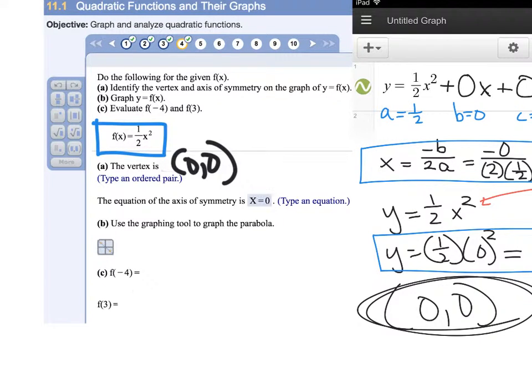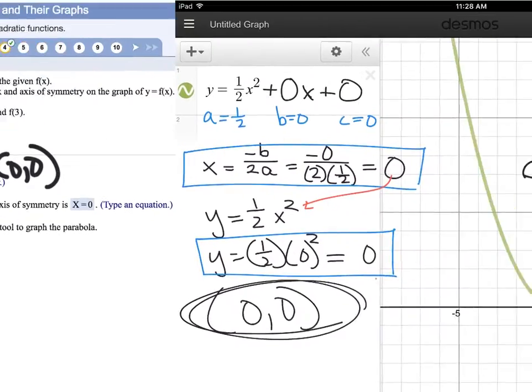This guy right here, x equals 0, is our axis of symmetry. And then we're going to graph it. So you can use the graphing tool to graph it. That's pretty straightforward. But now we have to find out the values of f of -4 and f of 3. So you got a couple of ways to do it. One way is to look at the graph.